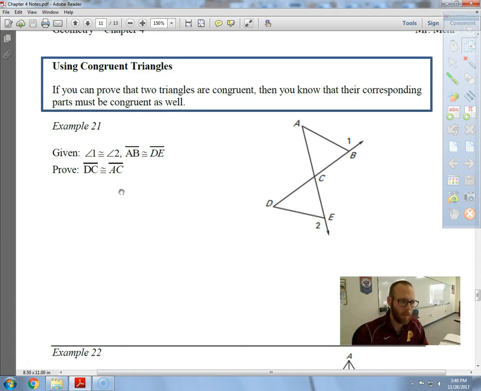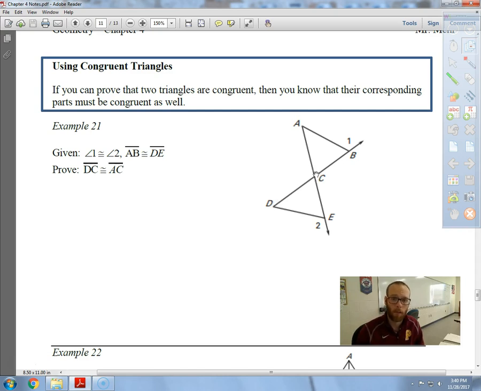So take a look at this. My goal here in this diagram is to prove DC is congruent to AC. That's what I want to show. I want to show that that's the same length as this. I'm given angle 1 and angle 2 are congruent, and I'm given that AB and DE are congruent. So how do I show that DC and AC are congruent?